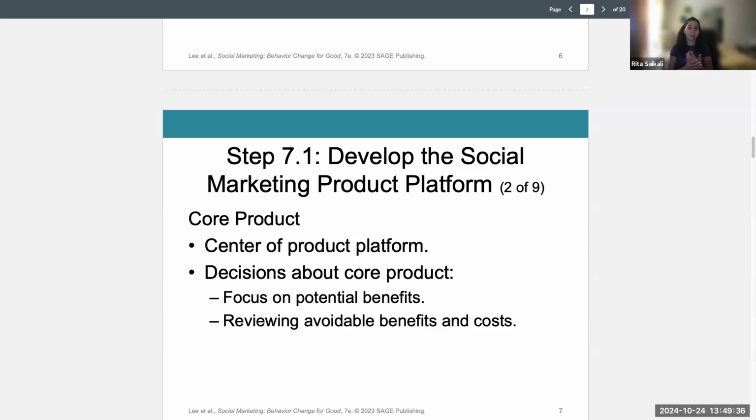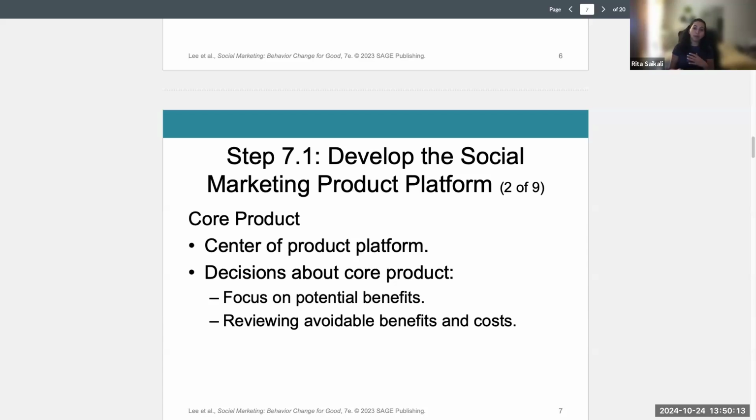So understanding the core product also involves addressing potential barriers to behavior adoption. So for example, if time is a barrier to regular exercise, the campaign might promote short, high intensity workouts that can be completed in under 15 minutes, right? So you have to look at the barriers and think, okay, what is preventing people from getting to my core product? Is it time? Is it space? Whatever it is, the idea is to review these barriers and try to avoid them as they concern the core product.